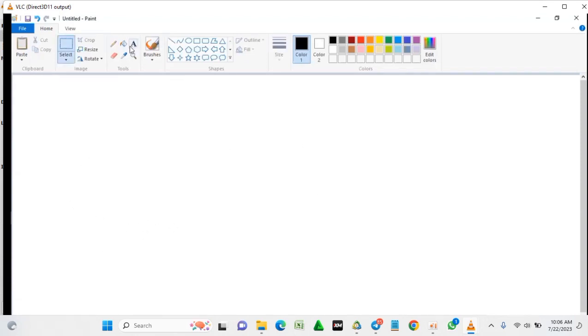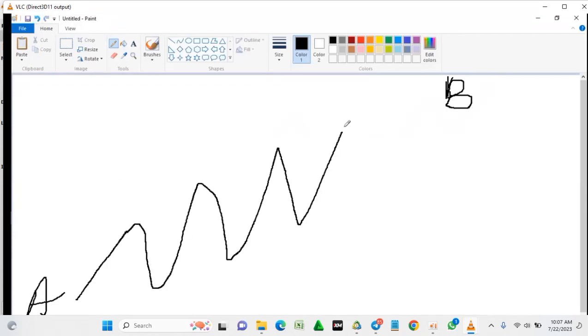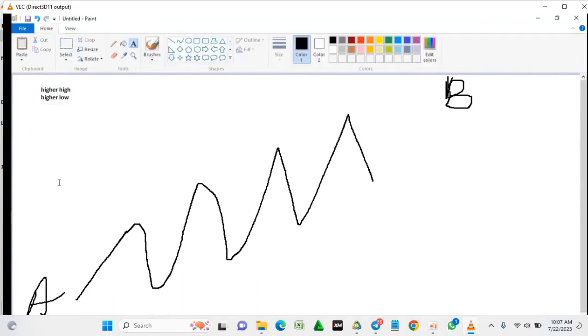So let's say the market is moving from A to B. The market will not move in a straight line, but rather in a zigzag. So in an uptrend, when the market goes up, it makes higher highs, higher lows, higher highs, higher lows, higher highs, higher lows. And the abbreviation HH stands for higher highs and HL stands for higher lows.